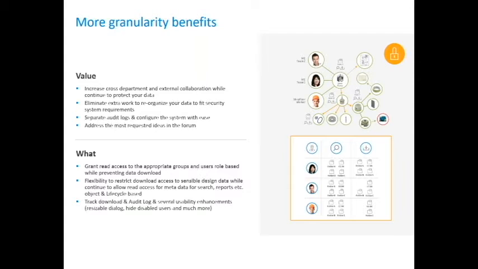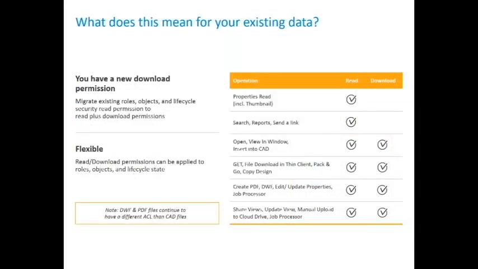And this can be controlled in a few different ways, whether it be in the life cycle states, we can control it there, who can move things, and just in the folder area. So we can set that particular access up in a few different spots. So yeah, read, download. They're shown there. So it can be applied to roles, objects, and lifecycle states. DWF and PDF files continue to have a different ACL than CAD files.